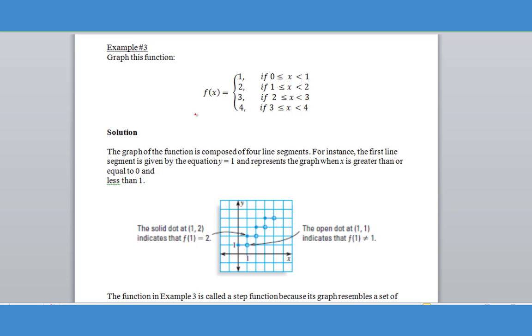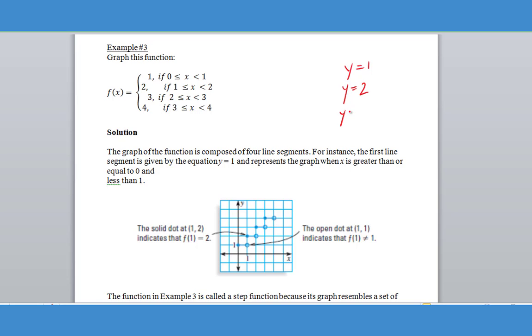Kind of an odd statement there, but if you think about it, this is actually just saying y equals 1. And if you recall, y equals 1 is just a horizontal line at 1. And so then we have f of x equals 2, f of x equals 3, and f of x equals 4. Now, basically what it's saying is that we're going to actually graph 4 horizontal lines at those particular values.